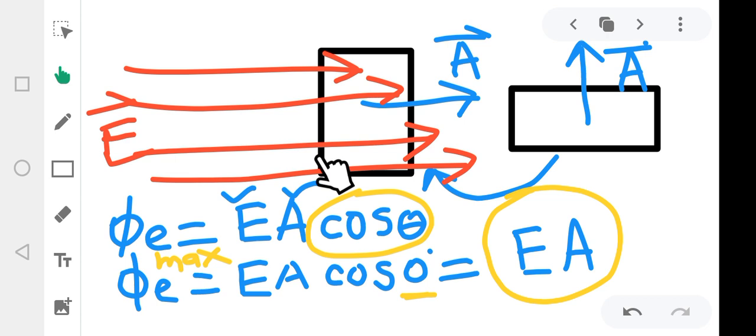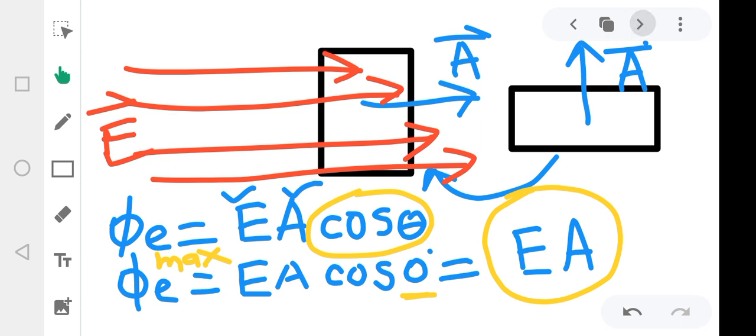So remember one thing: whenever the body is lying in such a way that the surface area vector of that body and the electric field lines are parallel to each other, it means that the electric flux passing through that body is the maximum.